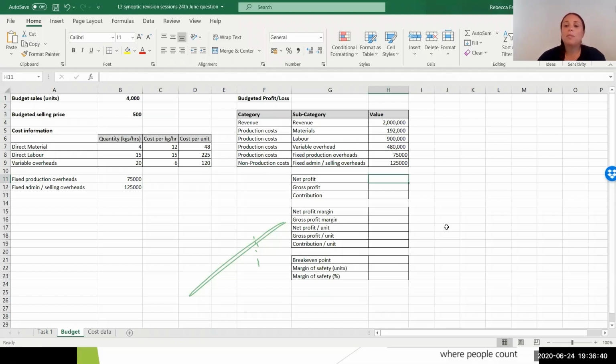So Sandra, you said from labour you didn't understand. What part? All I did was just drag it down. So the variable overheads were your 120 times your 4,000. And then for your fixed costs, I've just linked it over to your fixed. Does that make sense? Just let me know quickly before I move on. Super, perfect.